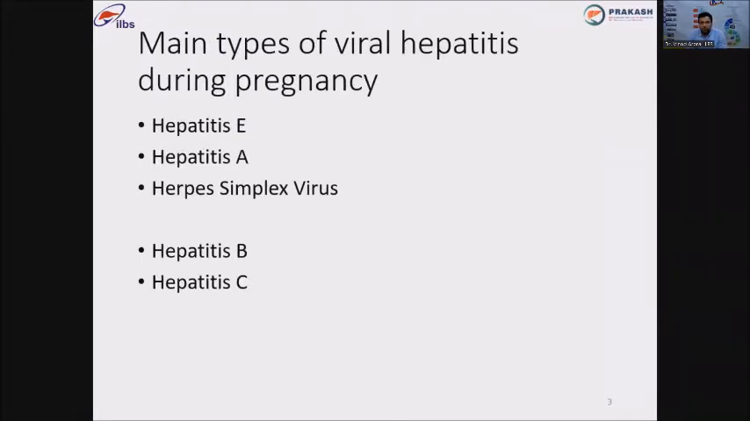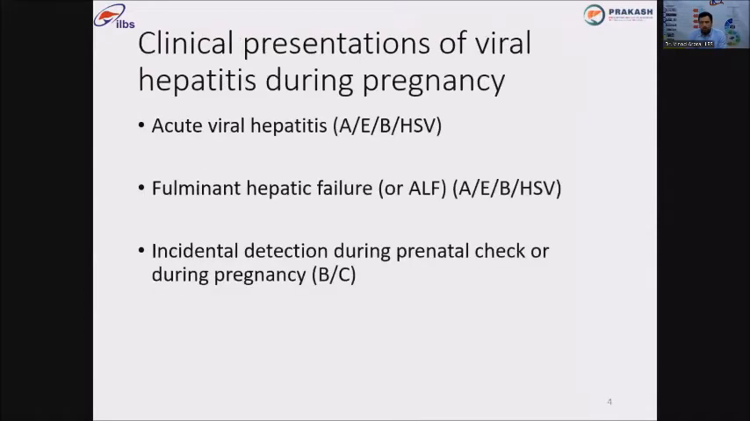The main types of viral hepatitis which are seen during pregnancies are commonly hepatitis A, E, herpes simplex, hepatitis B, and hepatitis C. They have varied clinical presentation, which can vary from acute viral hepatitis to fulminant hepatic failure or incidental detection of hepatitis B or C during the prenatal checkup or the ANC checkup. Hepatitis A, E, B, and herpes simplex have been associated with acute viral hepatitis and fulminant hepatic failure.